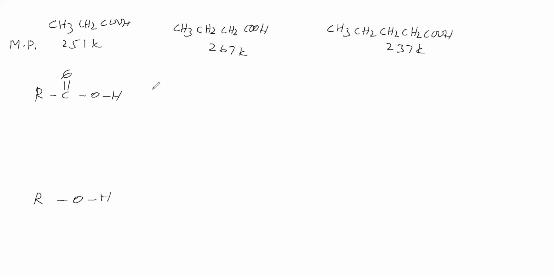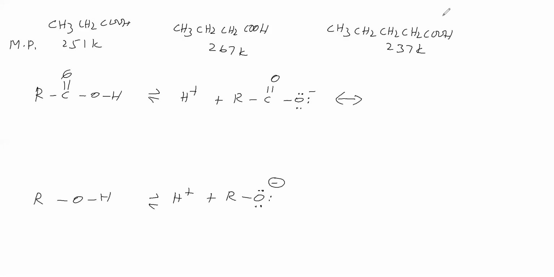Carboxylic acid gives H plus and becomes a carboxylate anion. Alcohol gives H plus and becomes an alkoxide ion. Now, this carboxylate anion goes for resonance.